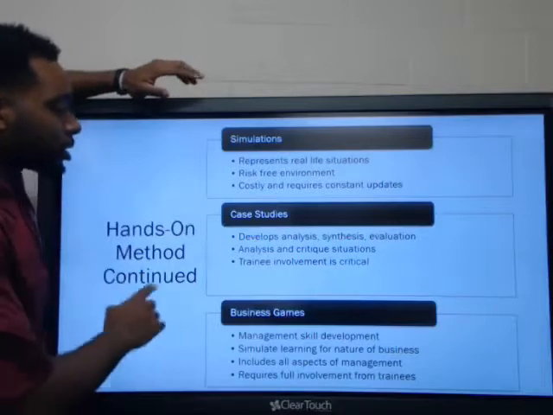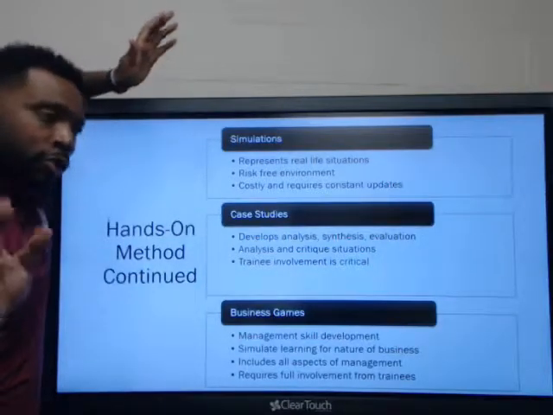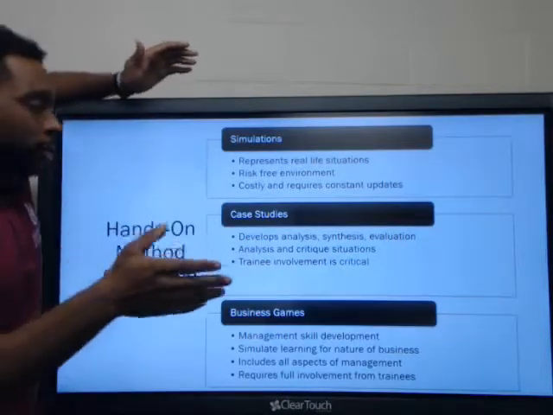The next one is case studies. Case studies are how employees and organizations with different issues would address different issues and situations and what they would do during those.